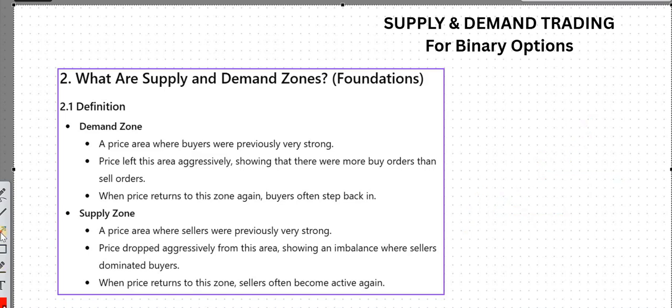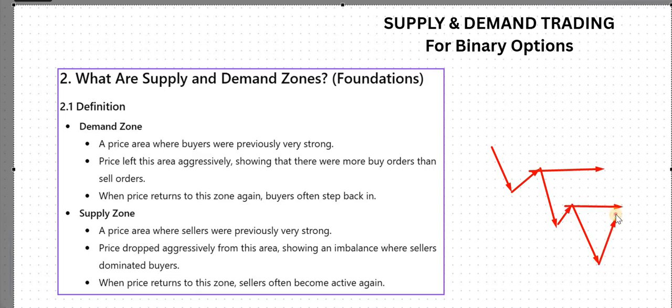What we have next is a supply zone, and it is the same thing. A supply zone is a price area where the sellers were previously strong. So sellers were previously strong here. It goes up again here. Sellers were previously strong, so when price comes here, because of these strong sellers that were here, it may work now as a supply zone when price returns back. So that is the basics of demand and supply.